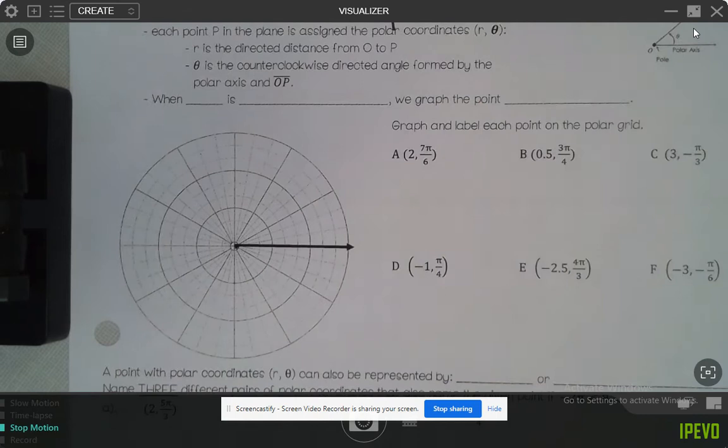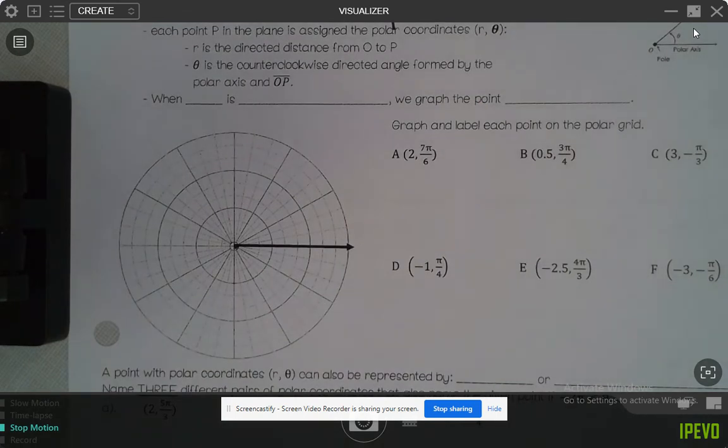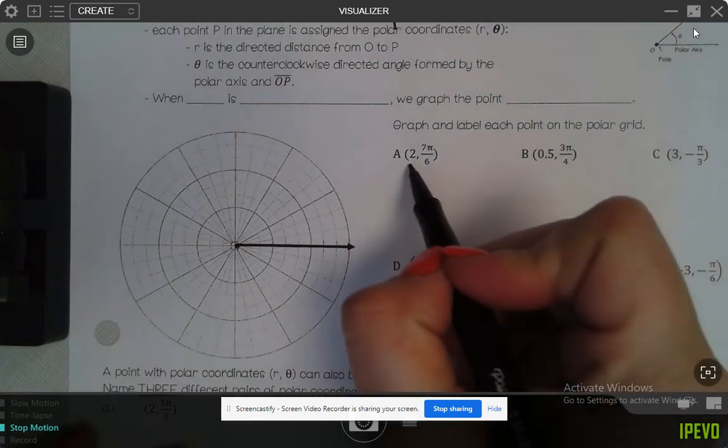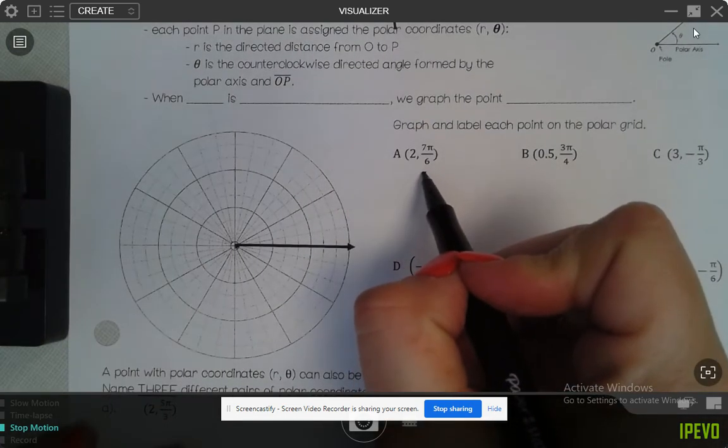Notice what's not on there is pi over 4. So pi over 4 is halfway in between pi over 3 and pi over 6. So here's how you are going to graph it. This is your radius. That's your angle.